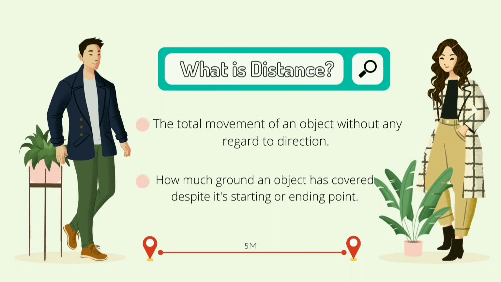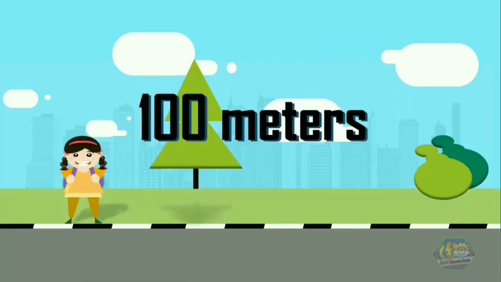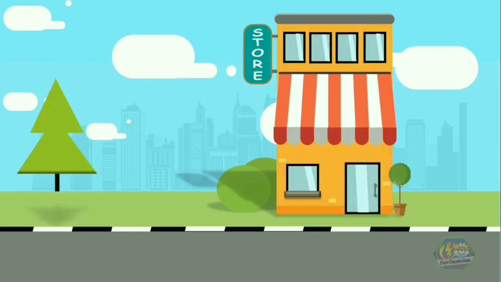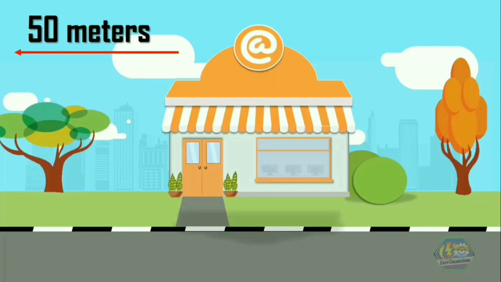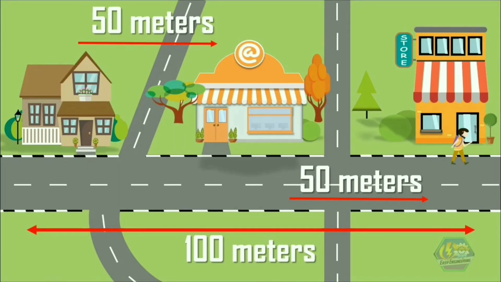Let's understand the concept of distance with the help of an example. Imagine your friend Annie standing outside of her house. This is her original position. 100 meters away is where the convenience store is located. Between Annie's house and the convenience store, there is an internet cafe. It is 50 meters away from Annie's house. Annie is going for a walk to the convenience store. She will pass across the internet cafe until she reaches the convenience store. During the process, she will cover 50 meters from her house to the internet cafe and another 50 meters until she reaches the convenience store, a total of 100 meters.